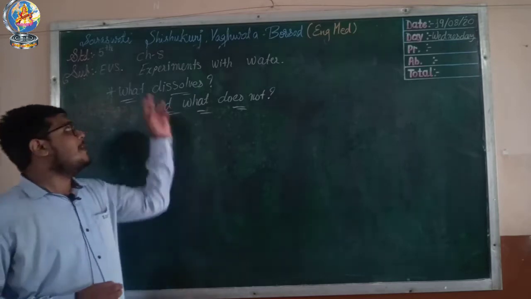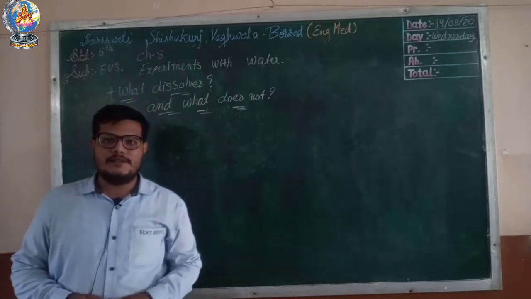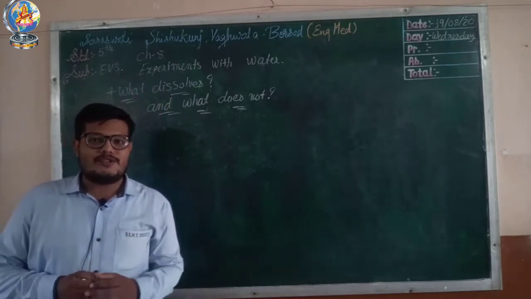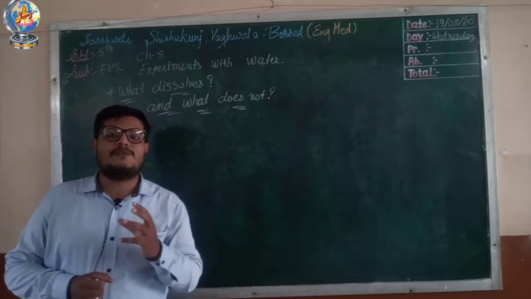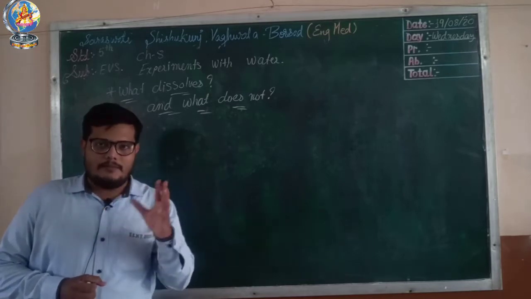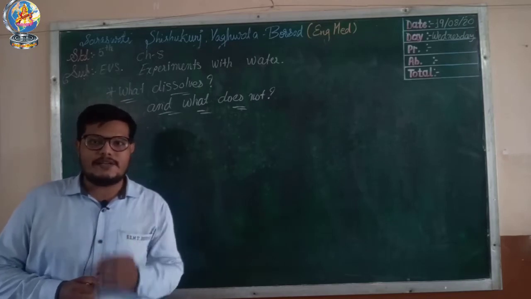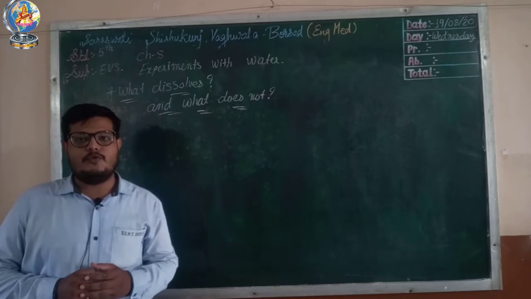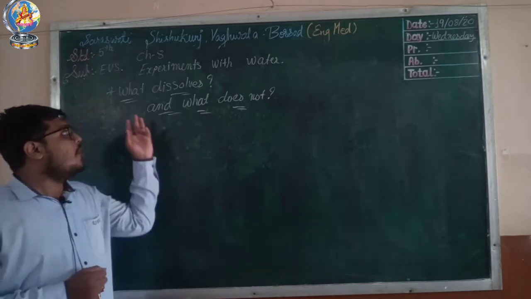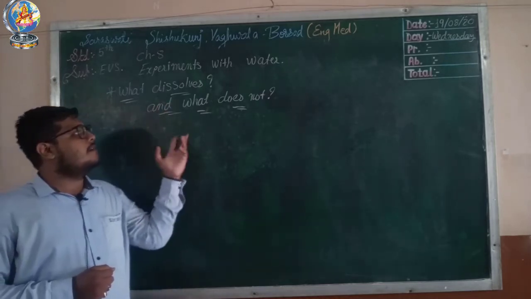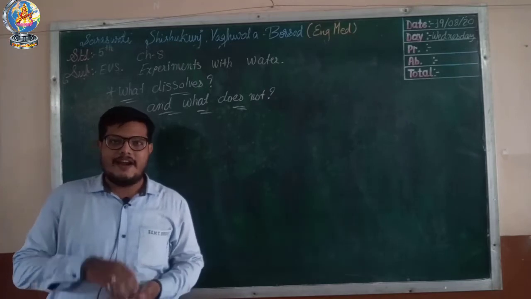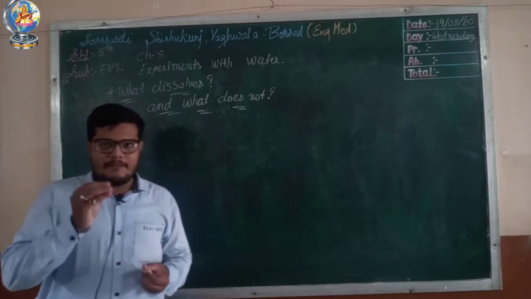We will continue with chapter 8, experiment with water, right? So here we are going to start with page number 63. Pages 61 and 62 we will see in the next video, but from page 63 we are going to start. The topic is: what dissolves and what does not. Let me give you one example.